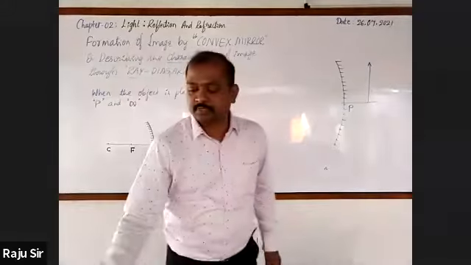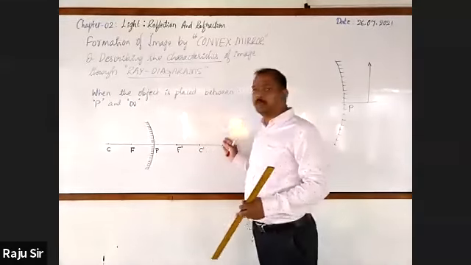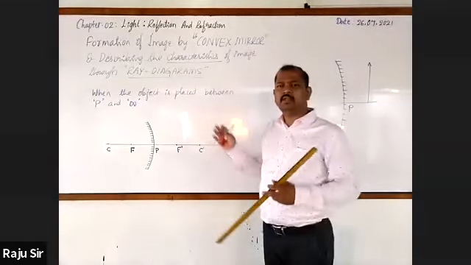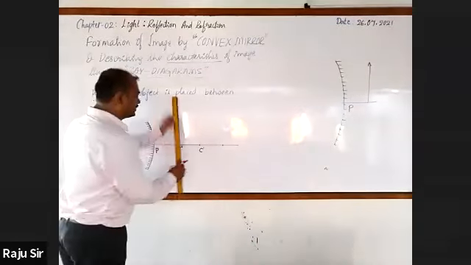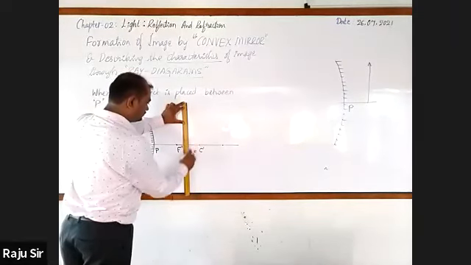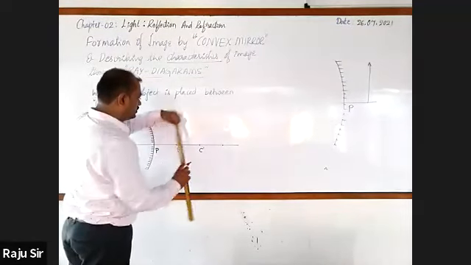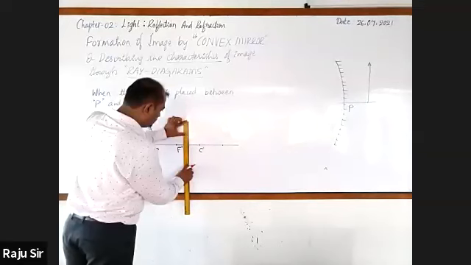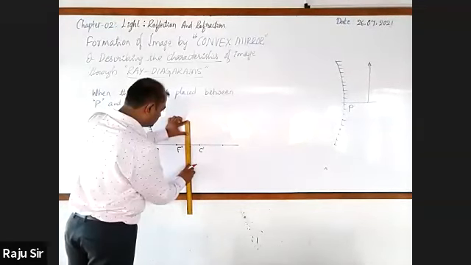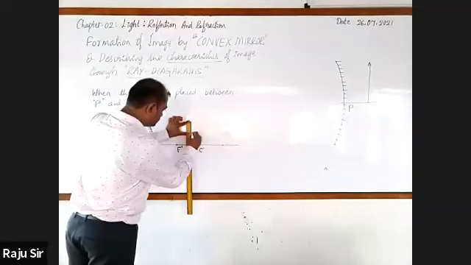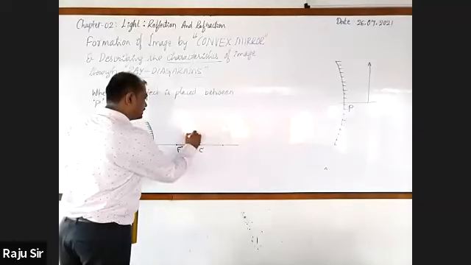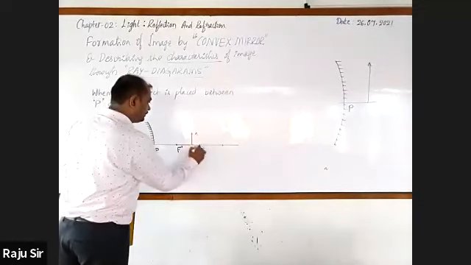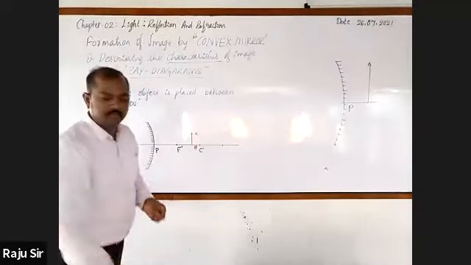Here, the object can be placed wherever you want between P and F. So here, I am taking the object at this distance. What is the height of the object? 1 centimeter. Yes. And you may name this as AB.